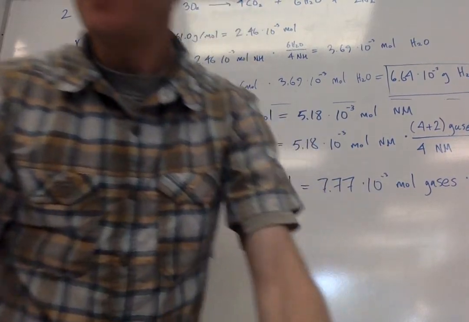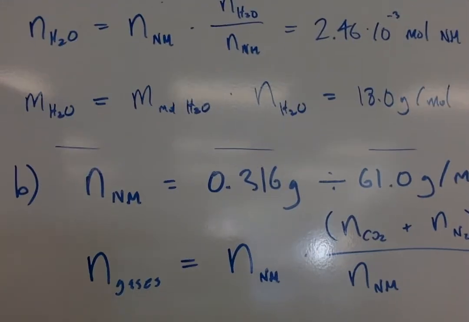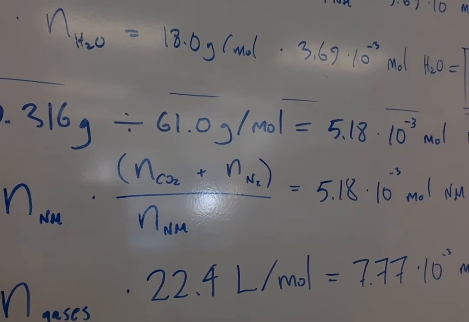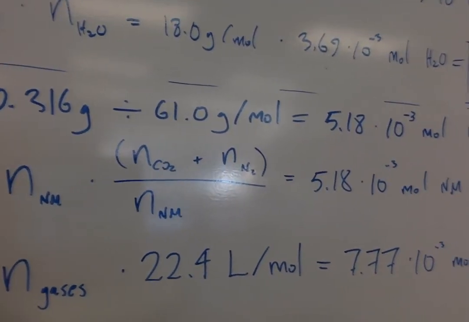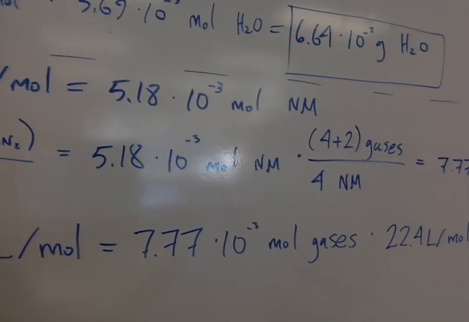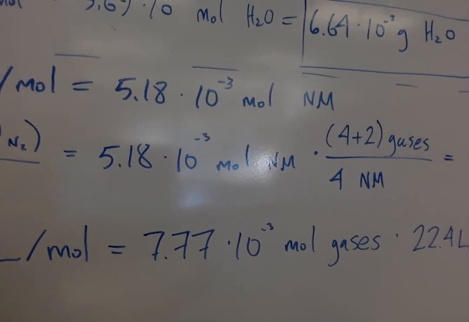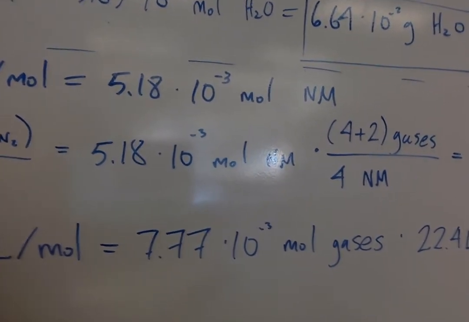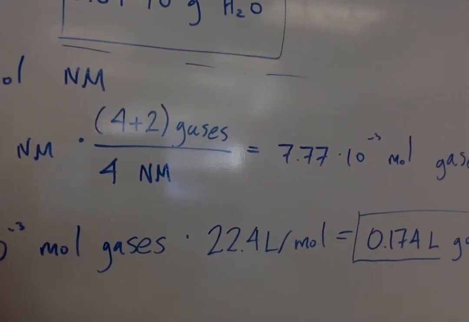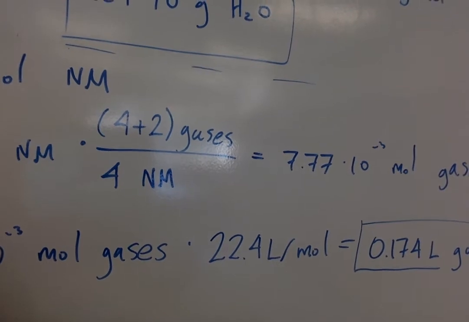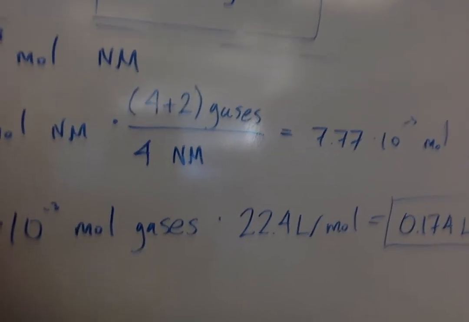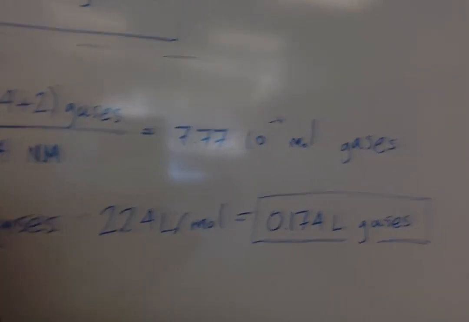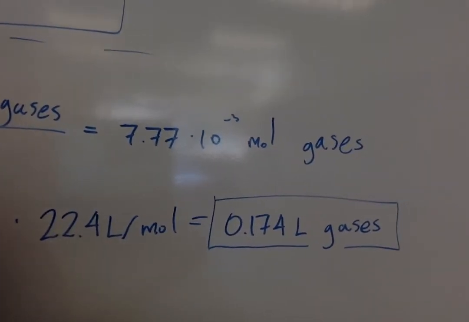All right. The number of moles of gases, and here's where things get kind of interesting, is number of moles of CO2 plus the number of moles of N2 per mole of NM. And again, I could be using the language of molecules here. I'm just saying moles because we're working with moles. We're about to step off the molar bridge. We're calculating 5.18 times 10 to the negative 3 moles of nitromethane times, and look at this, in brackets, 4 plus 2. The 4 was for the carbon dioxide, and the 2 was for the nitrogen gas. 4 plus 2 moles divided by 4 of NM. So 1.5 again as a fraction equals 7.77 times 10 to the power of negative 3 moles of gases in general. Collectively moles of CO2 and N2.